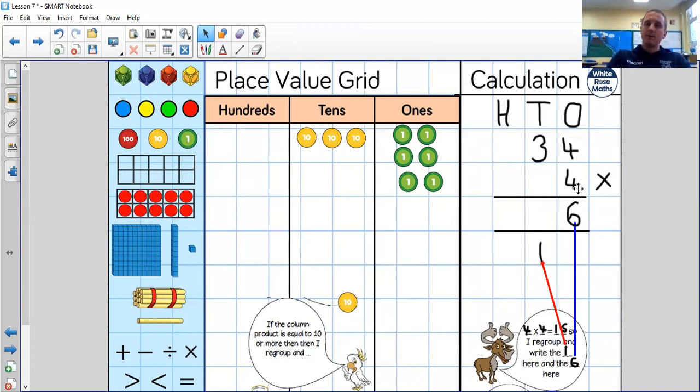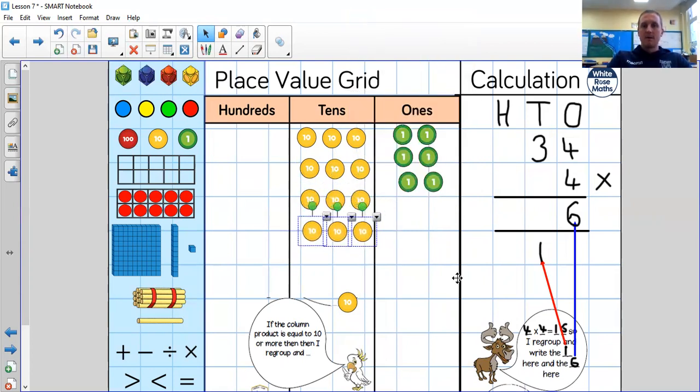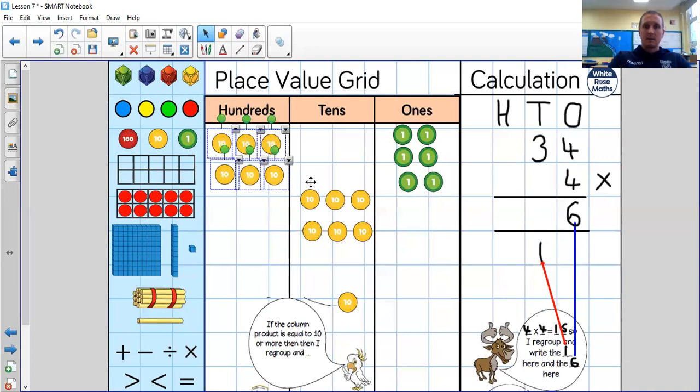I've done my ones column. So my tens, I'm doing 4 multiplied by 3, and then I'll multiply it by 10. So what are 4 threes? 4, 8. You can do it either way around. Remember, you can do 4, 8, 12, or if I'm going to do it this way, 3, 6. I'm doing 4 threes, aren't I? So here we go. Now, remember, if I get 10 or more, I need to regroup. So I've got 3, 4, 5, 6, 7, 8, 9, 10.